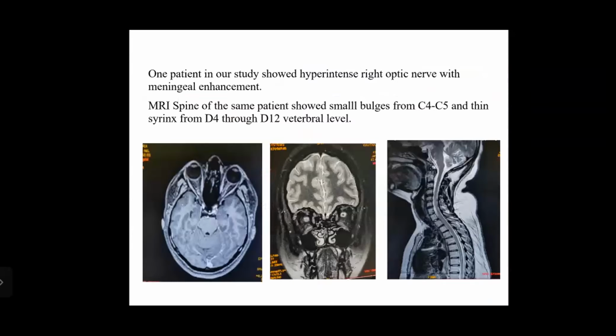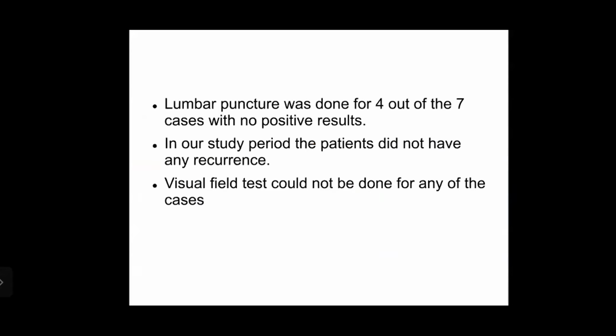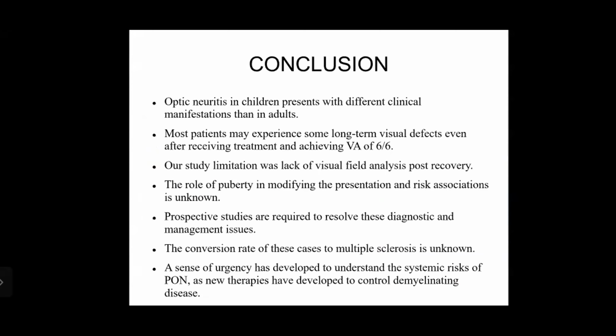One of our patients showed hyperintense right optic nerve with meningeal enhancement of the right optic nerve from the proximal intracanalicular portion and the intraorbital area. MRI spine showed thin syrinx from D4 through D12 vertebral levels and small posterior bulges from C4 to C5, mildly indenting the thecal sac. Lumbar puncture was also done for 4 out of 7 cases with no positive results. In our study period, the patients did not have any recurrence. Visual field test could not be done for any of the cases.